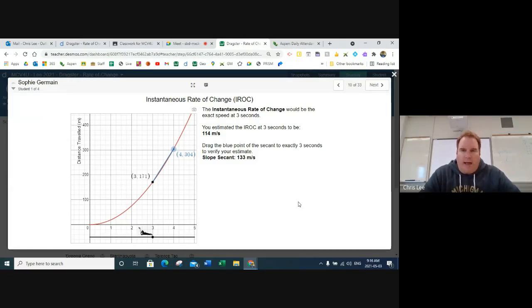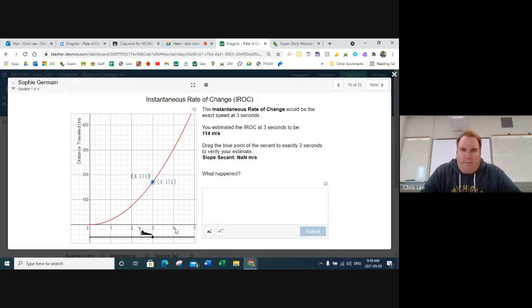So depending on what you answered there, we're going to drag it so that the point is right at 113. So instead of just a little distance, we're going to put it right at 113. Or sorry, right at 3 seconds. So we're getting down the slope of the secant, getting smaller and smaller and smaller. And we're going to put it right on that.